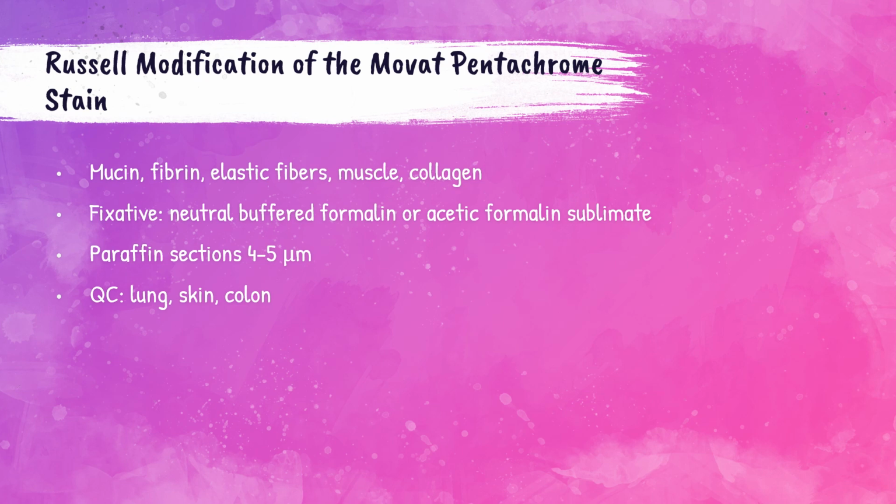For this stain, tissue should be fixed in neutral buffered formalin or acetic formalin sublimate, and the paraffin section should be cut from 4 to 5 microns in thickness. Quality control tissue for the Russell modification of the Movat pentachrome stain are lung, skin, or colon tissue specimens.